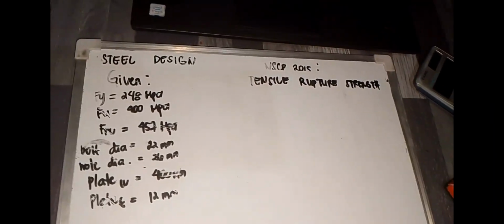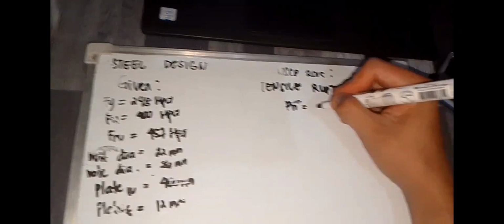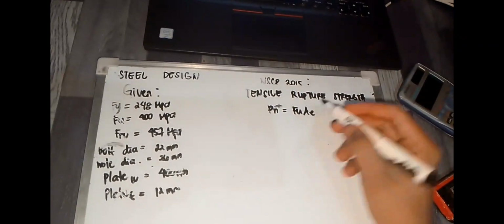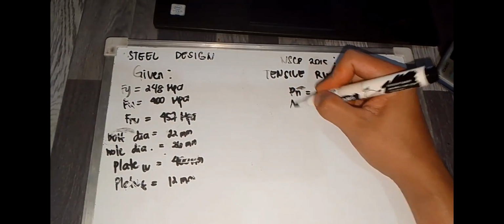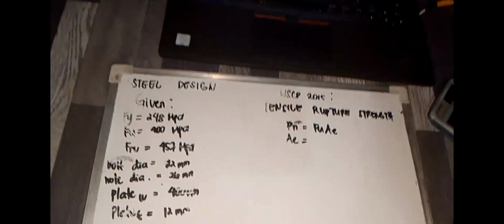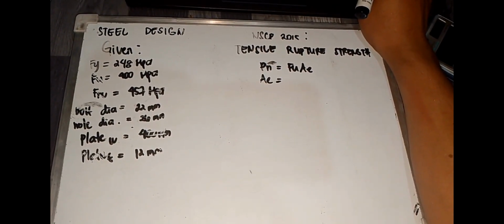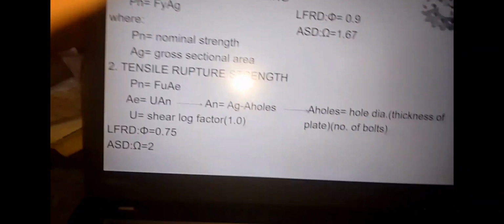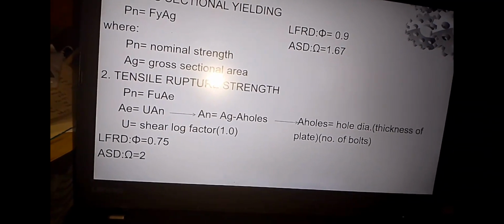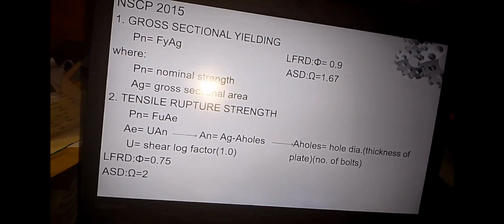So to find the tensile rupture strength, the formula to be used is the nominal strength Pn equals Fu times Ae. Since Fu is given, we must find Ae. From our previous discussion, Ae is equals to U times An, where U is the shear lag factor, which is 1.0.